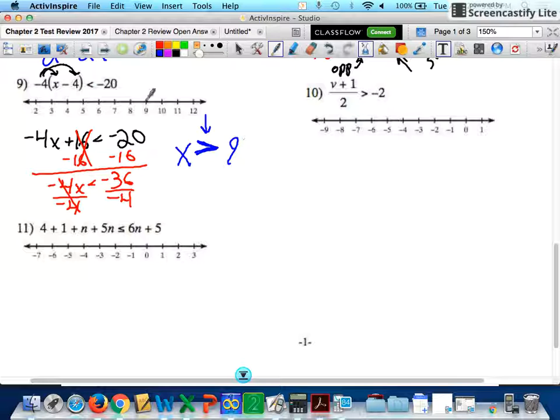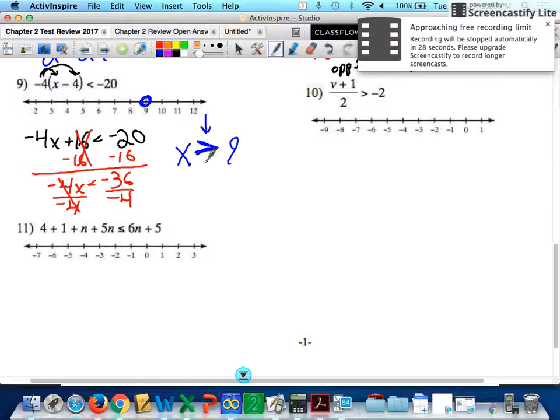So I go over here. This time it's an open dot because it's not or equal to. And our x is on the left-hand side, so we can trust the arrow and we can shade. Okay? So our very last problem, number 10, we will get to on our very next recording.